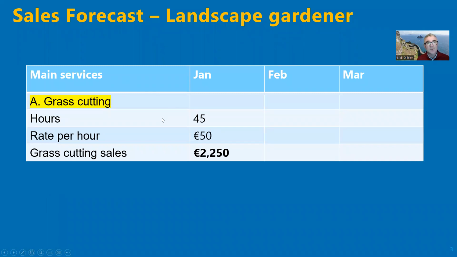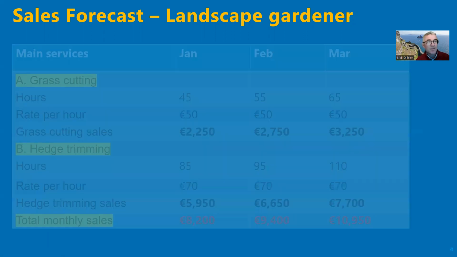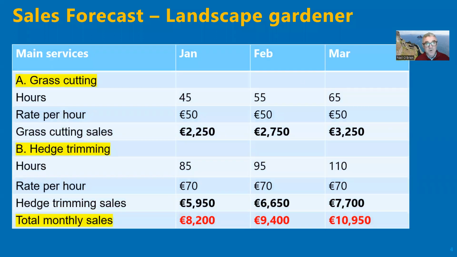So how does John prepare his cash flow forecast? Well, he looks at the various services he's offering, like grass cutting, estimates the number of customers or hours he's going to be cutting, and then has a rate per hour. In this case, he's estimating 45 hours in January at €50, giving a figure of 2,250 as his sales in January. Quiet time of the year for landscape gardening. Now we'll expand it and see the first 3 months.